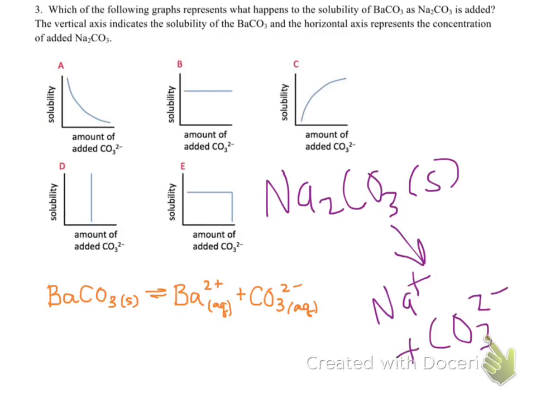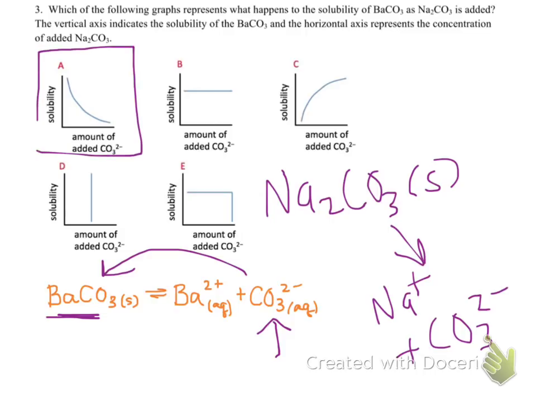So what we have here, since we're looking at barium carbonate dissociating, anytime you add in a common ion, what does that do? Well, it shifts the equilibrium to the left. What that means is by adding in a common ion like carbonate, you're making this less soluble. So choice A is going to be the right one here, because we can see the solubility is decreasing with the more carbonate that we add in.